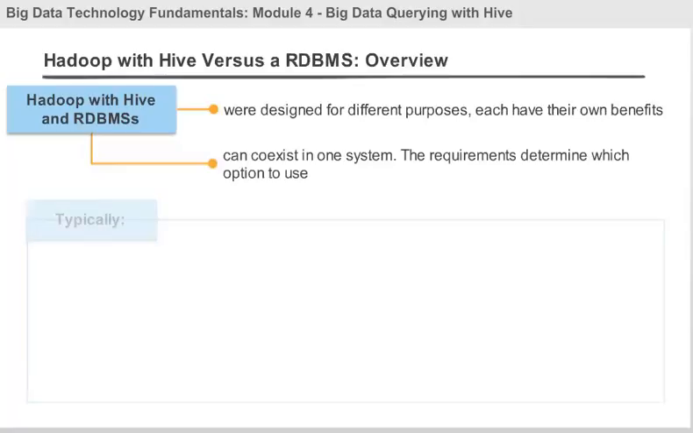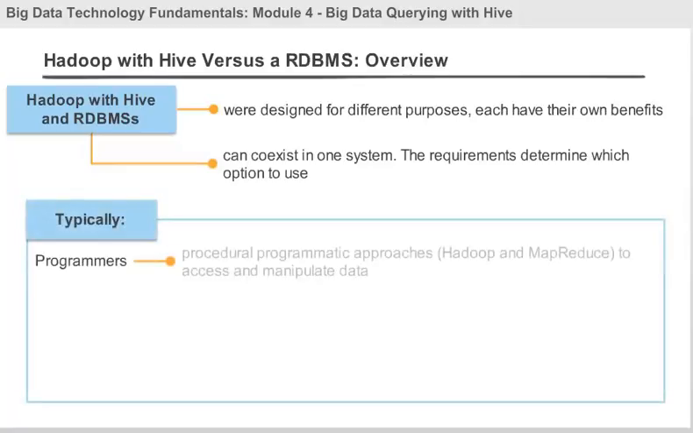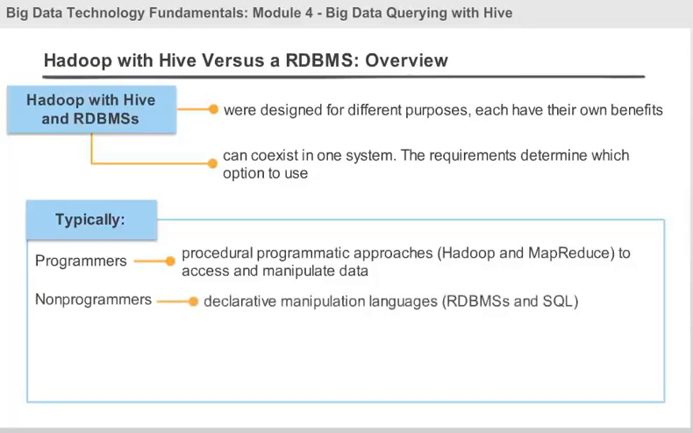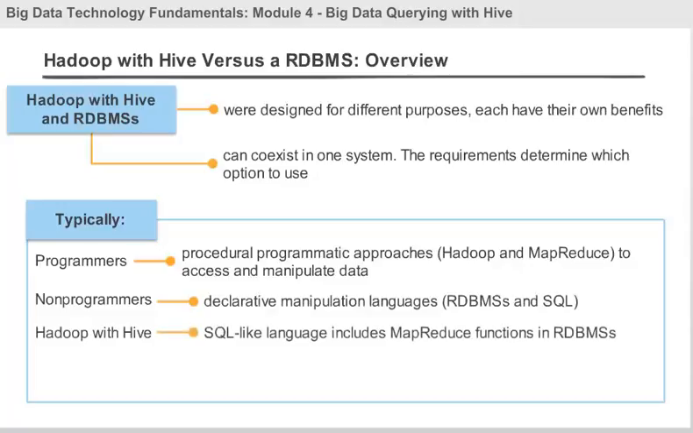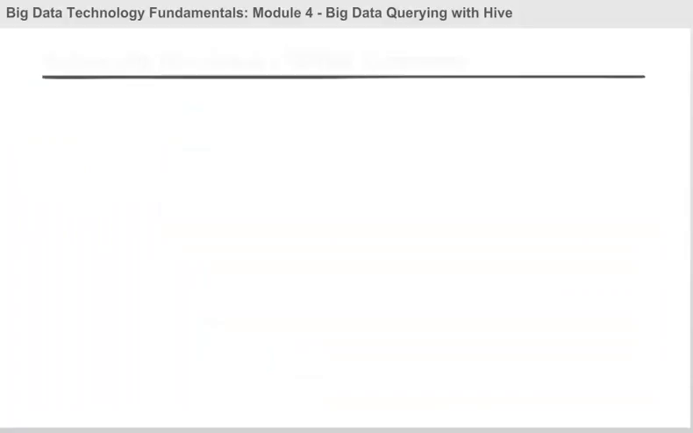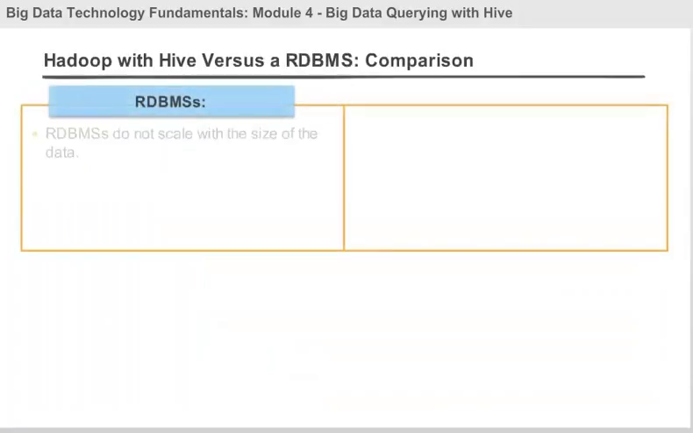Typically, programmers prefer procedural programmatic approaches for accessing and manipulating data like Hadoop and MapReduce. On the other hand, non-programmers typically prefer declarative manipulation languages such as SQL. Hadoop Hive is a SQL-like language and includes MapReduce functions in RDBMSs, making it easy for non-programmers to use. Note that unlike Hive, relational database management systems do not scale with the size of the data.